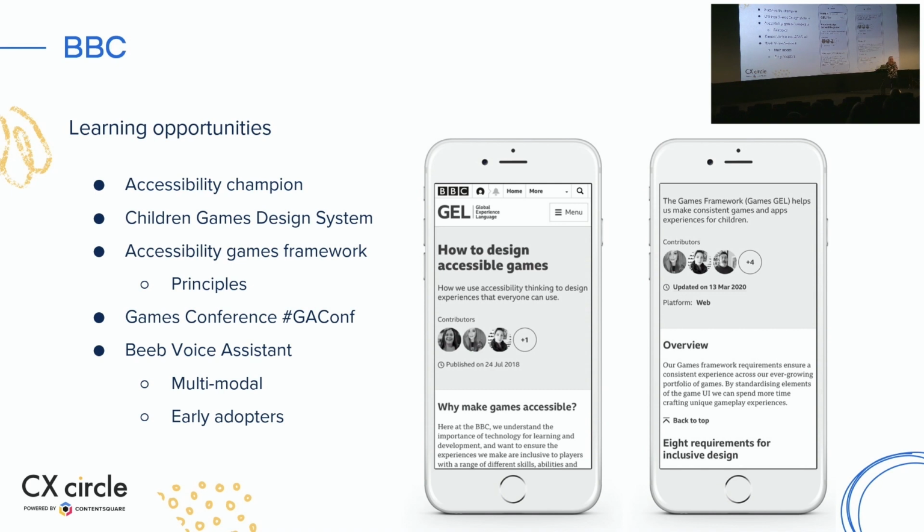We also had our children's games design system, and this was at the heart of everything that we built out. That had also been through numerous usability testing studies, so we were quite confident in that. We had our accessibility games framework. Now, this was embedded when we handed this out to our games design partners, external partners.